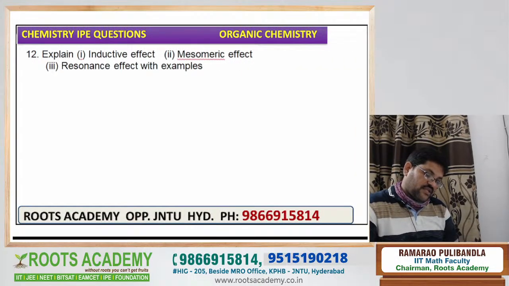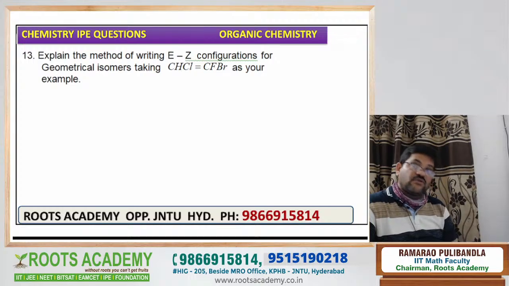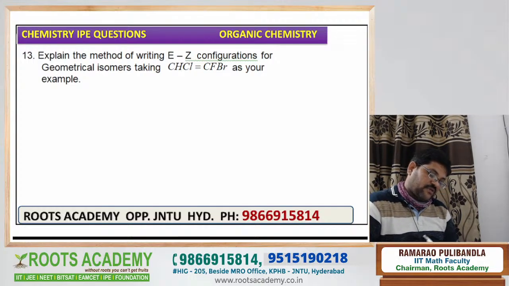Right. Now see just one simple explanation. Explain the indirect effect, this is very important. Mesomeric effect, resonance effect, this is removed from the syllabus. For the IPE syllabus, in the 30% syllabus, these effects are not there. Understood what I am saying? Yes. Next one, this is very important: explain the method of the EZ configurations of geometrical isomers, taking CHClBrF as an example.